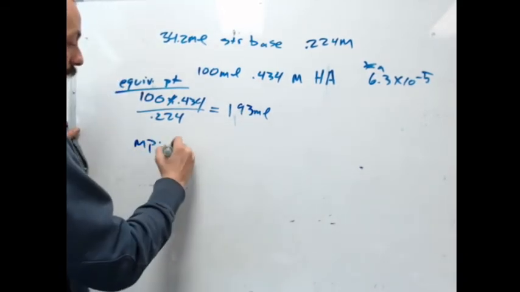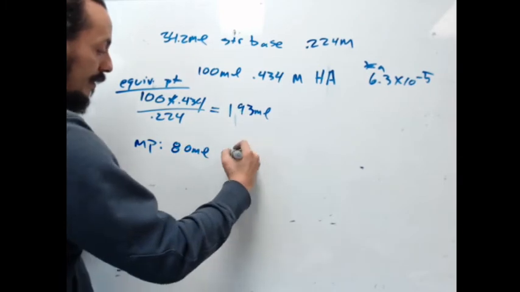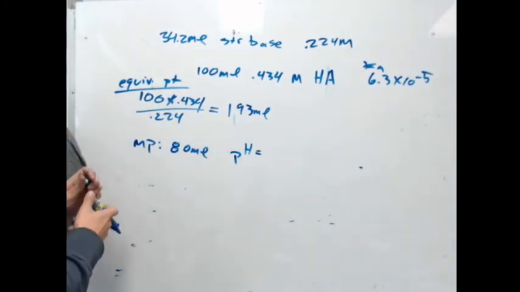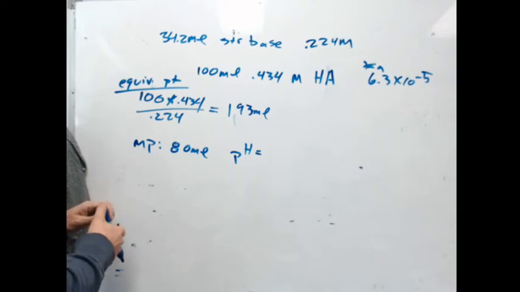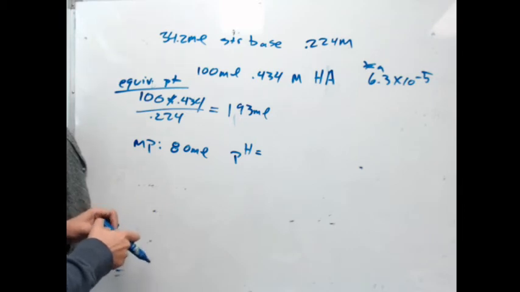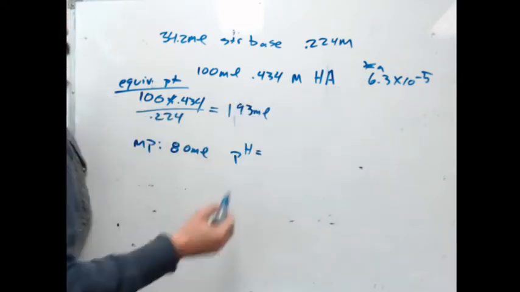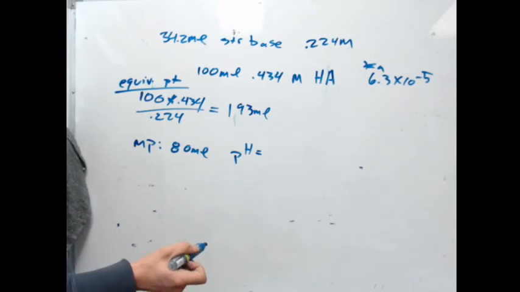Midpoint is going to be like 80 milliliters. The pH at the midpoint is going to be like, oh, I can't do these in my head all of a sudden. It's going to be like 4.8? No. 4.2? What's the pKa? 4.2.